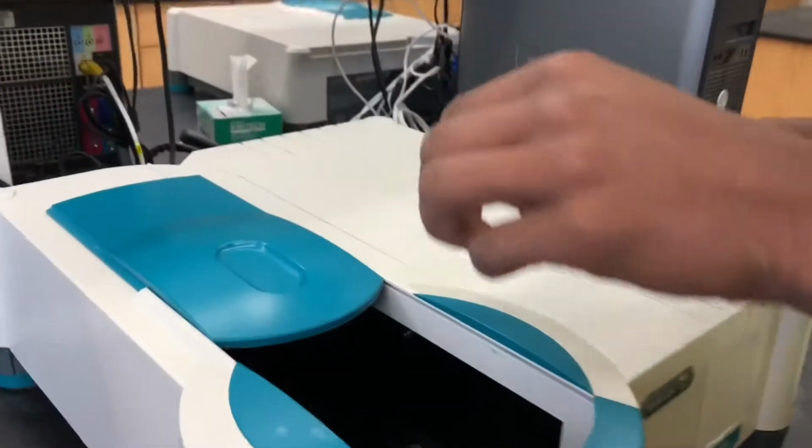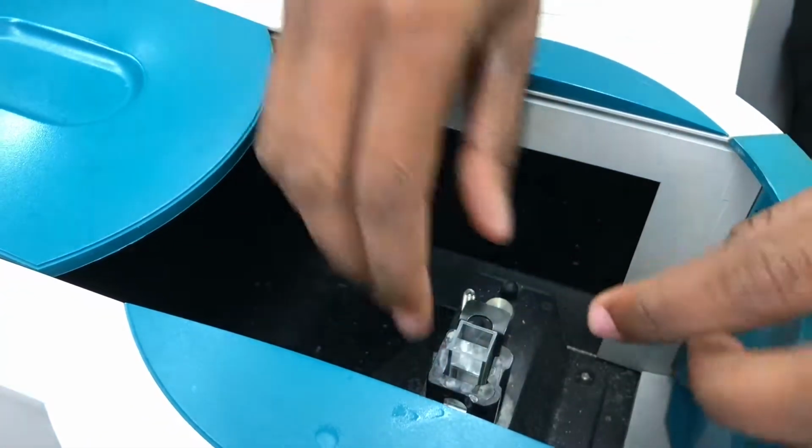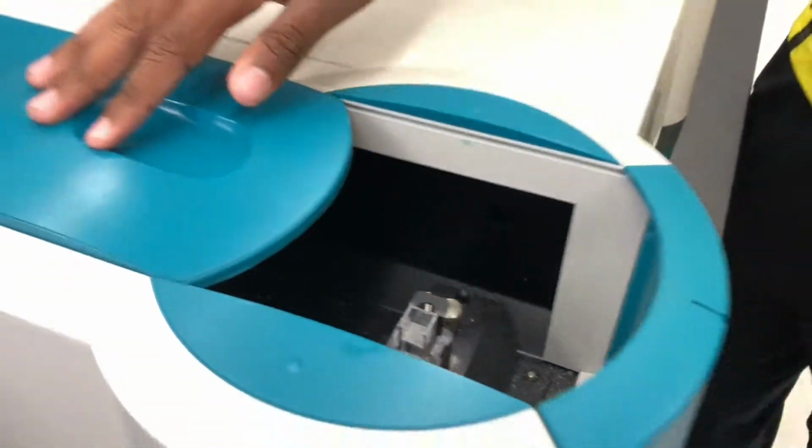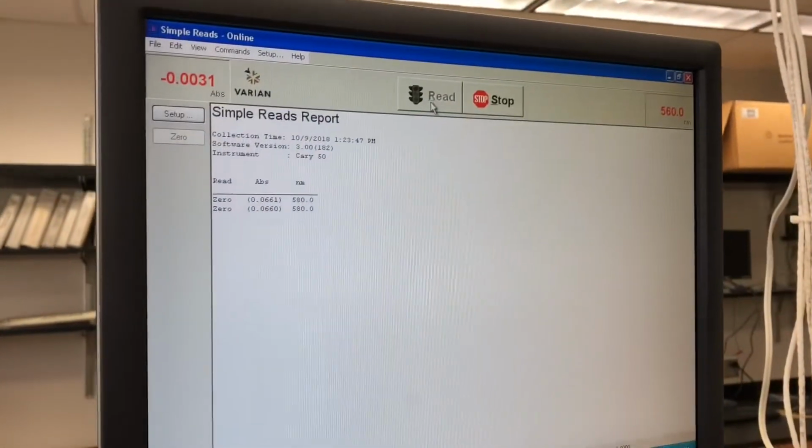We put the clean sides to the beam to make sure the light went through the substance in the cuvette completely. We close the spectrophotometer so that outside light doesn't affect the absorbance.